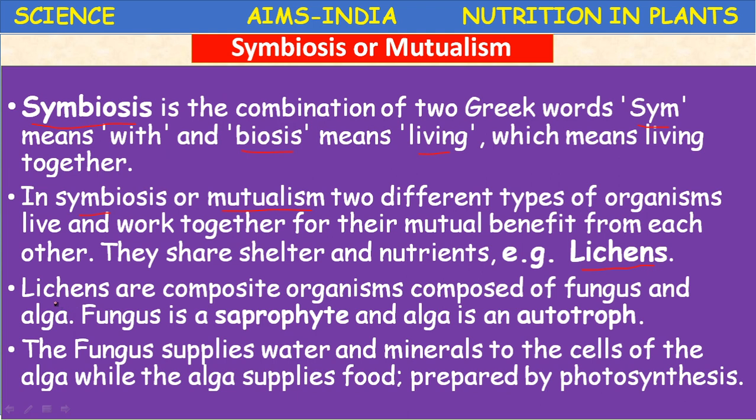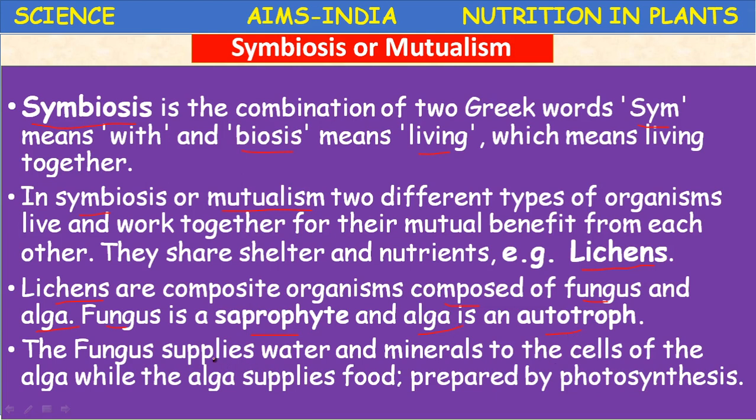Lichens are composite organisms, meaning two different organisms live together. They are composed of a fungus and an alga. It is a mutual association between the fungus and algae, two different groups of organisms. Here the fungus is a saprophyte, and the alga is an autotroph. Here saprophytic and autotrophic nutrition are mixed.